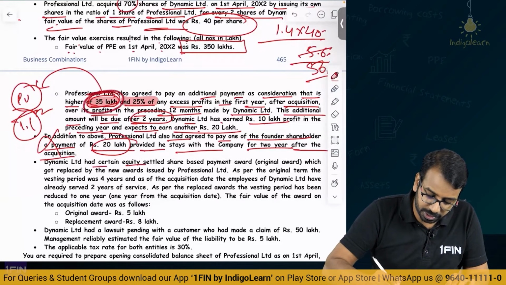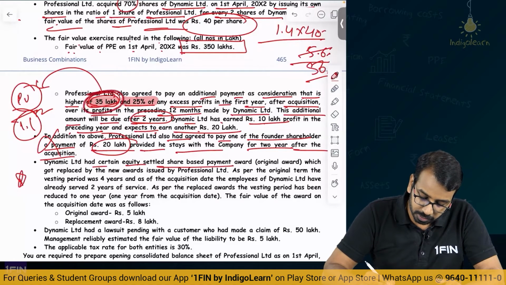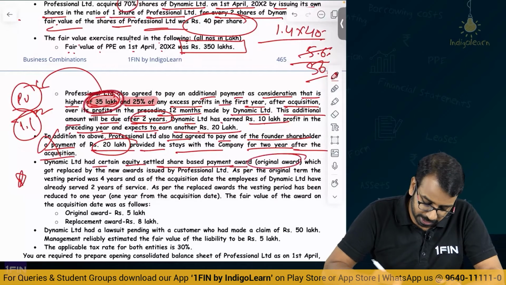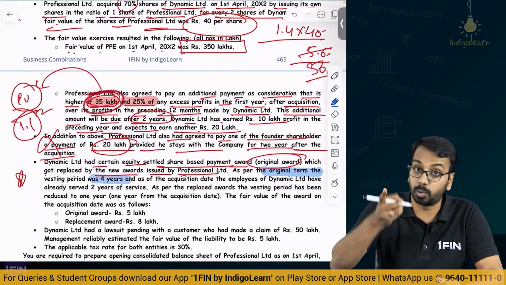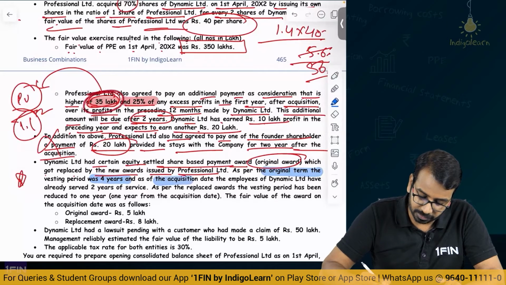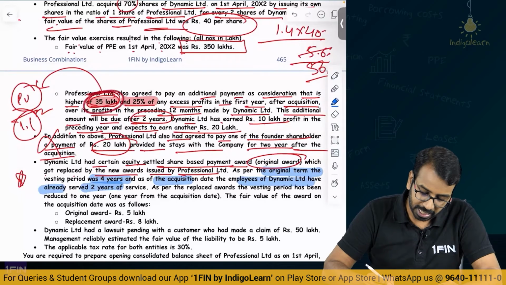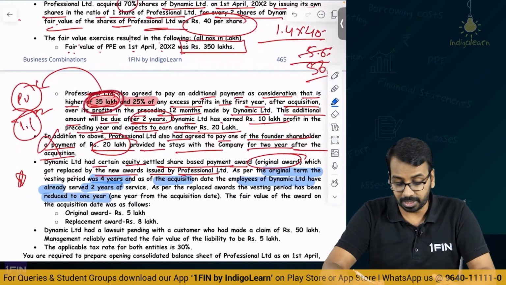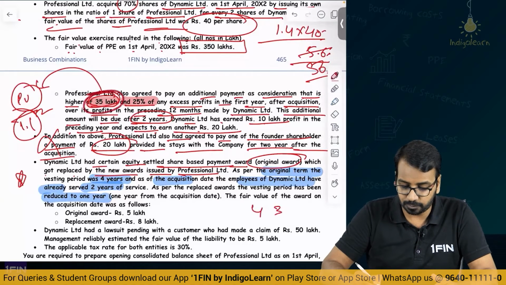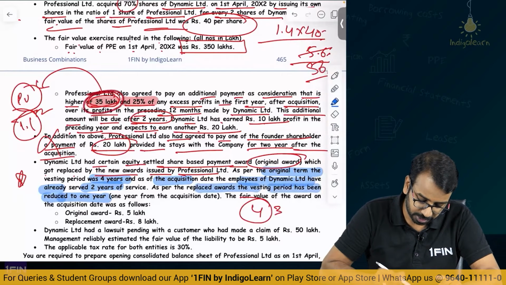Dynamic Limited had certain equity settled share-based payment. This point will clarify how to do the adjustment. Share-based payment award, which is the original award, got replaced by the new awards issued by Professional Limited. So there is a replacement award. As per the original term, the vesting period was 4 years. As of date of acquisition, employees have already served 2 years. As per the replaced award, the vesting period has been reduced to 1 year. So now the revised vesting period is 3, original is 4. We will take higher, so we will consider 4 years.